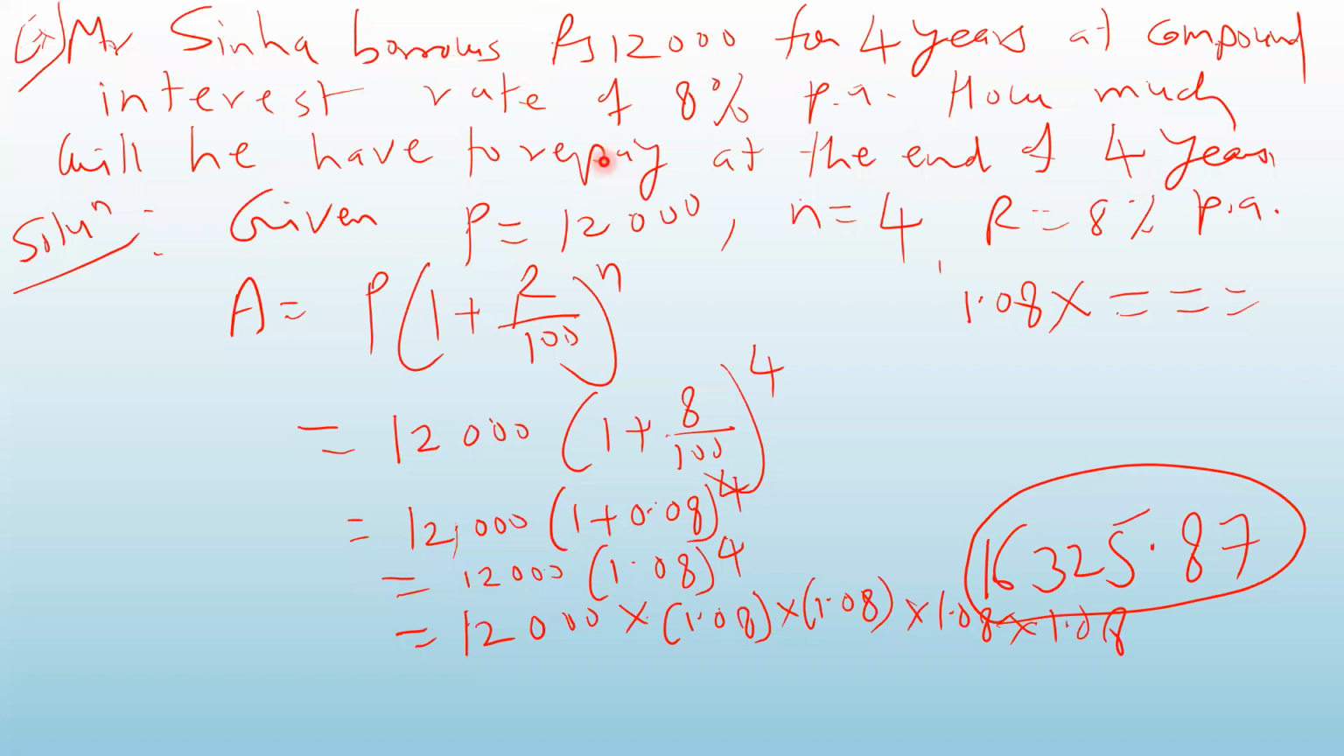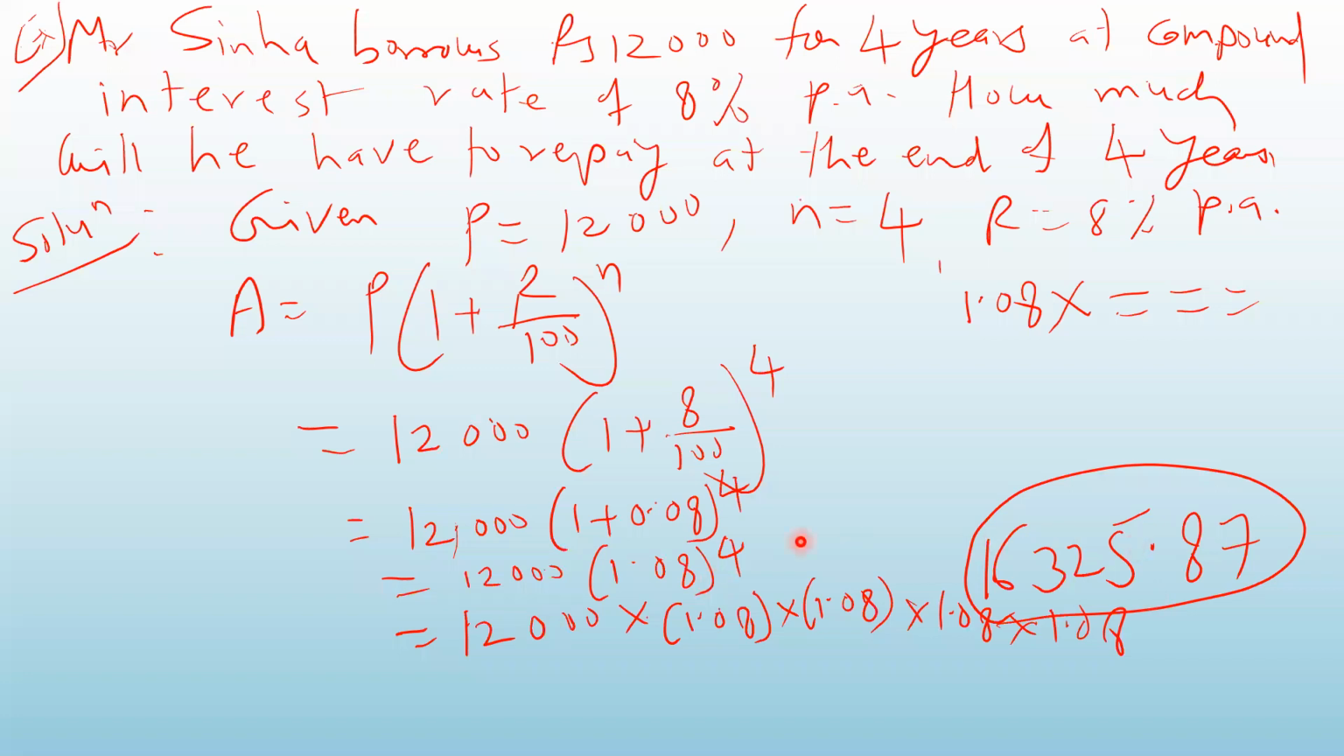So here the principal amount is 12,000, n is 4, and the rate of interest is 8%. We have to calculate how much amount he will have to repay, that means the value of A. So apply the formula: amount equal to P into 1 plus R upon 100 raised to power n. P is 12,000, and 8 upon 100 raised to power 4. So 12,000 into 1 plus 0.08, which is 1.08 raised to power 4.